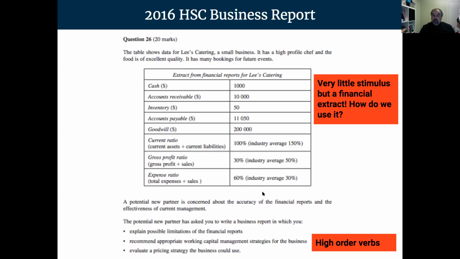Okay, so we'd need to be looking at current. So we've got liquidity problems here. We've got gross profit being lower than industry average. We've got a very high expense ratio. Okay, so that would be stimulus that we'd need to refer to. All right, let's move on.